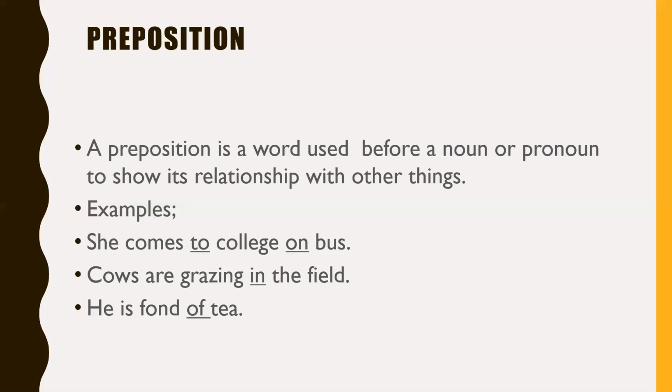Cows are grazing in the field. In here is a preposition. He is fond of tea. Of here is a preposition. Understand? In, on, off, under, out, in front of, these are all types of prepositions.